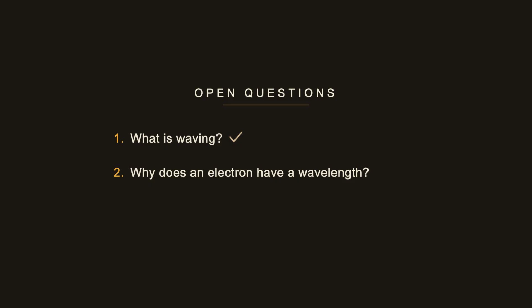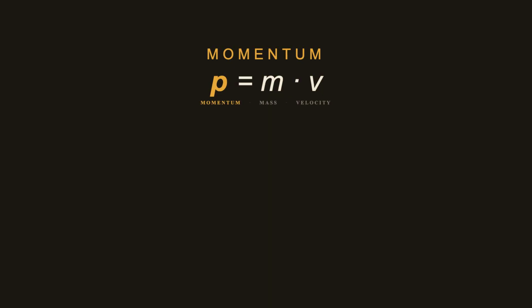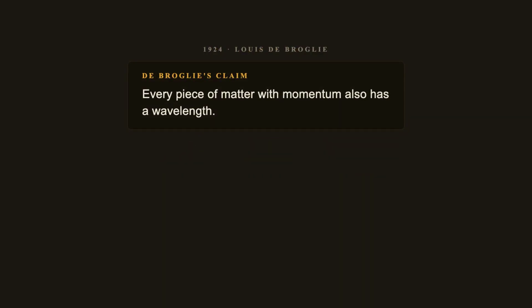To get there, we again need to step back from electrons specifically and look at something every piece of matter has in common. Momentum. Anything that moves and has mass is guaranteed to have a non-zero momentum, whether it's an electron, a baseball, or a planet. And in 1924, Louis de Broglie made a claim that turned out to be fundamental in understanding the electron behavior we just observed. He claimed that every piece of matter with momentum must also have a wavelength, and that wavelength is set by one tidy expression.